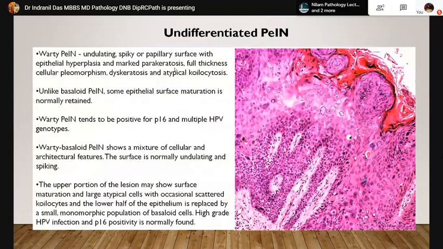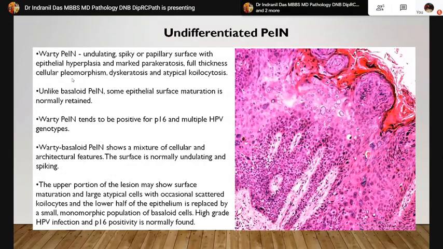There are certain subtypes, as I mentioned. Warty penile intraepithelial neoplasia: there are undulating or spiky or papillary surfaces of epithelial hyperplasia with marked parakeratosis, full thickness cellular pleomorphism, dyskeratosis, and atypical koilocytes. Unlike basaloid penile intraepithelial neoplasia, some epithelial surface maturation may be found.